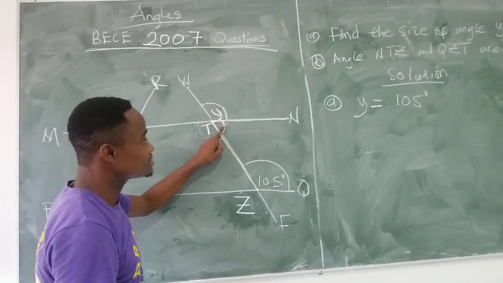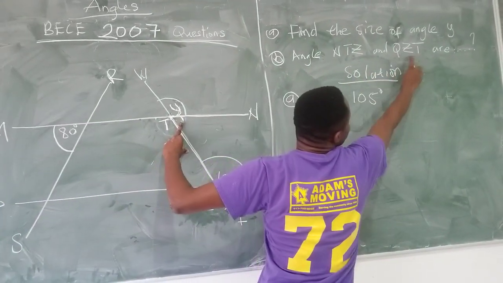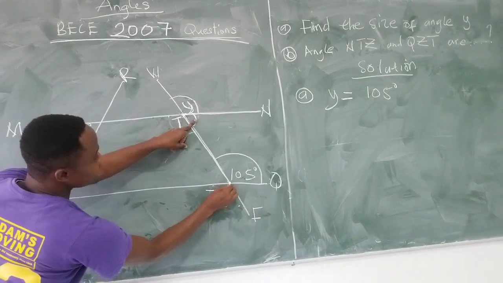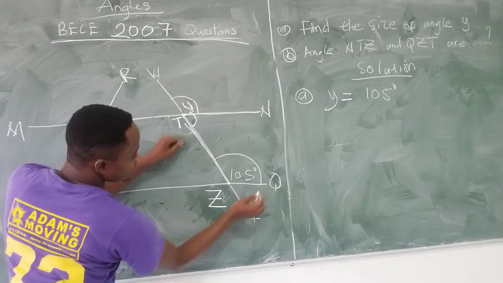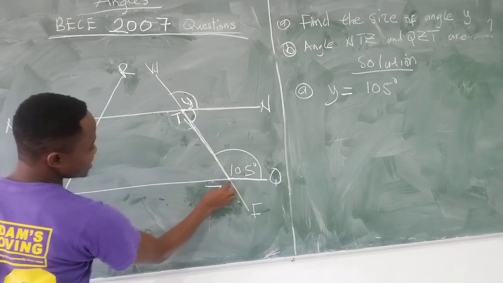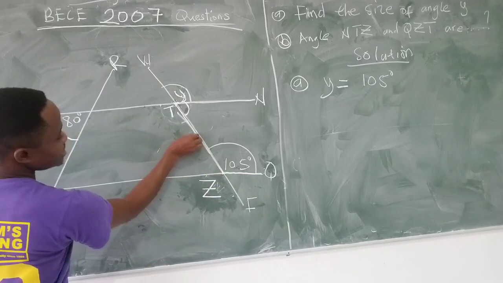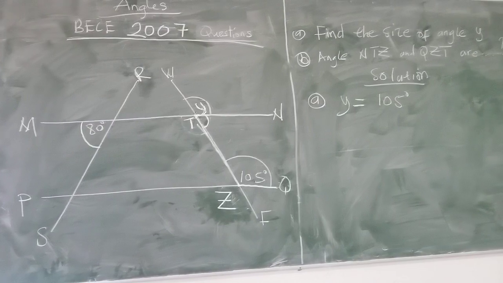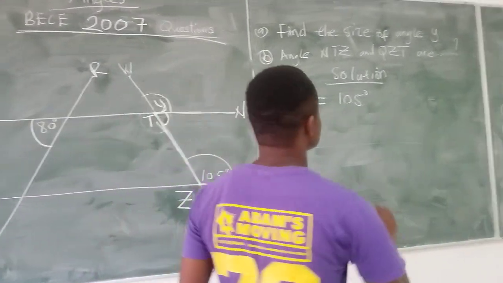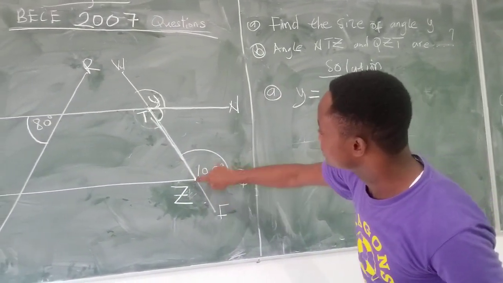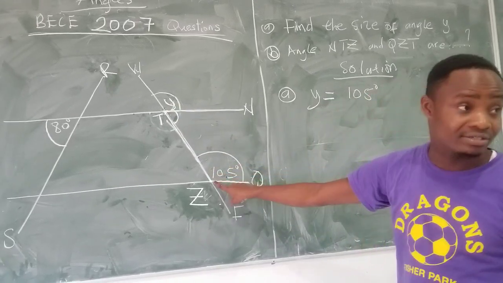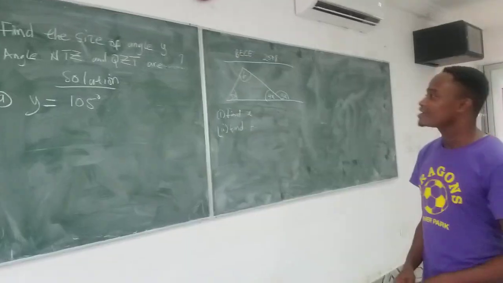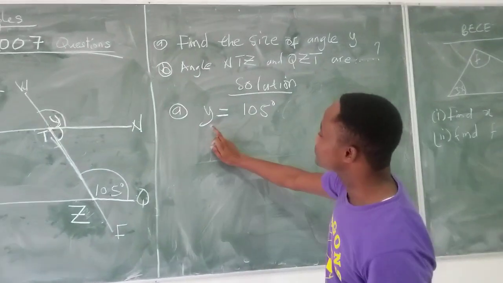And QZT: this is our Q, and then we have our Z, and then T. So we are asked about QZT. We are talking about this angle, right? So what is the name of this? Okay, now we've gotten this.